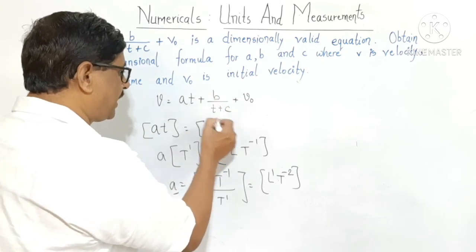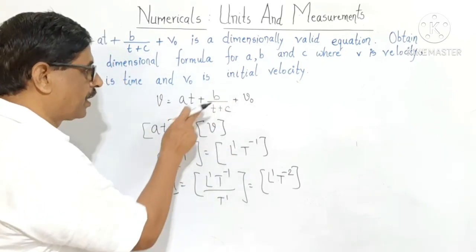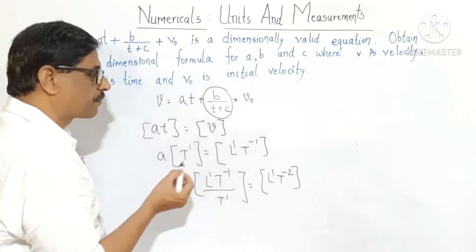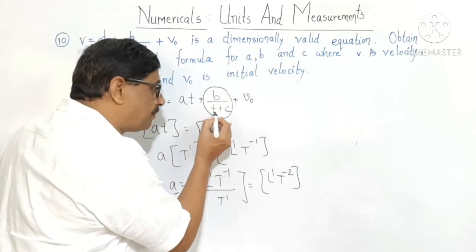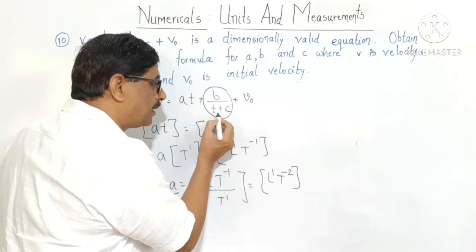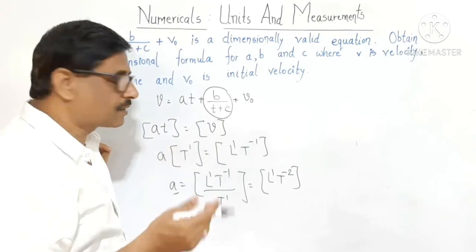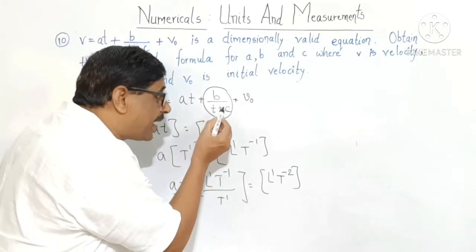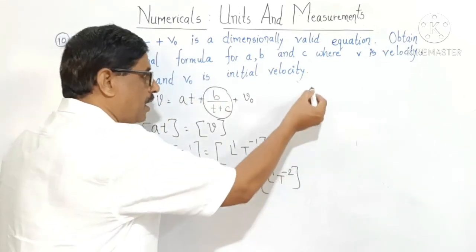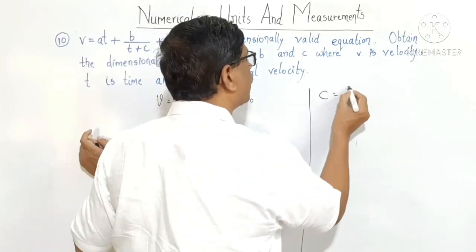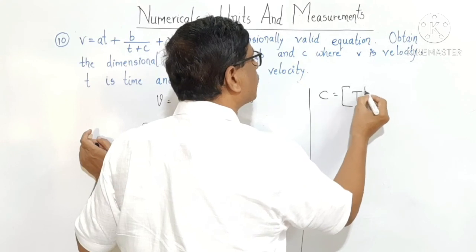This is the term B divided by T plus C. It is again the total term will be a velocity term. It is the time and it is added with C. Therefore, if it is dimensionally correct, then time should be added to a time, and because of that I will write C should have the dimensions of the time.